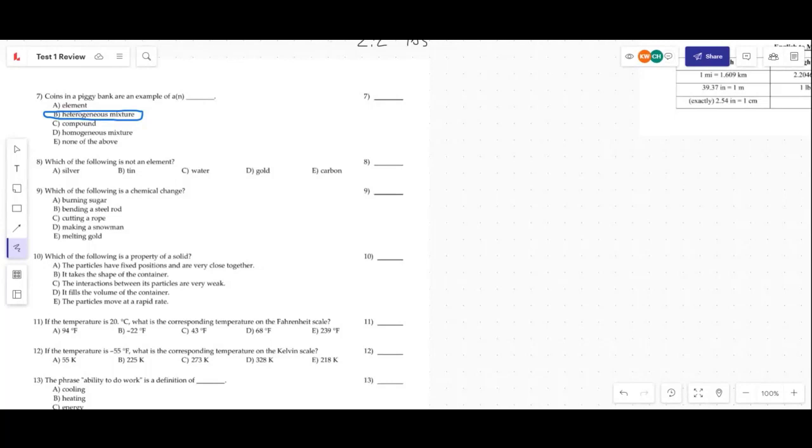No problem at all. Yeah, number 8 is a pretty easy question. Just look, what is not an element in the periodic table? And obviously the answer is water. Gold, carbon, tin, silver, they're all elements in the periodic table.